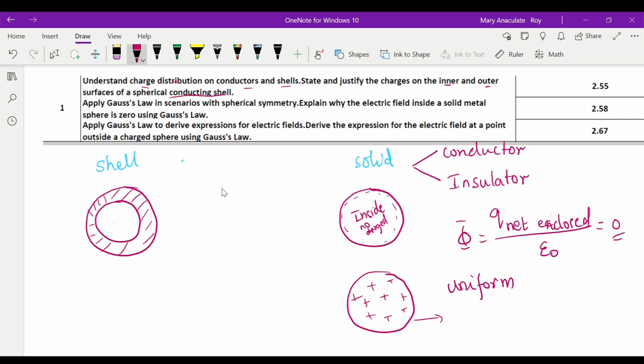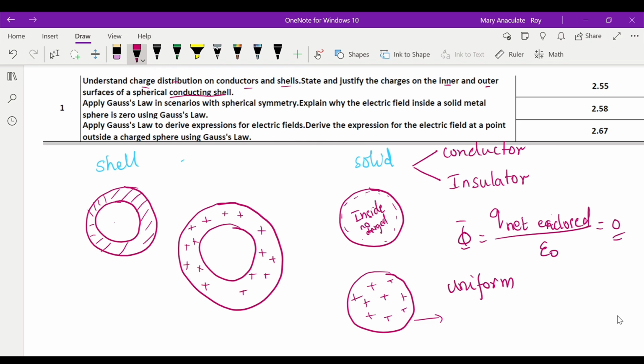So remember, inside a conductor it's like a shield. You don't have any charged particles inside. So the net electric field inside, or the net enclosed charge inside the solid conductor, will be 0. But for an insulator it will be different. Now, how do we apply this to a shell? For the shell, if it's a non-conductor or an insulator, you will have the charges distributed uniformly.